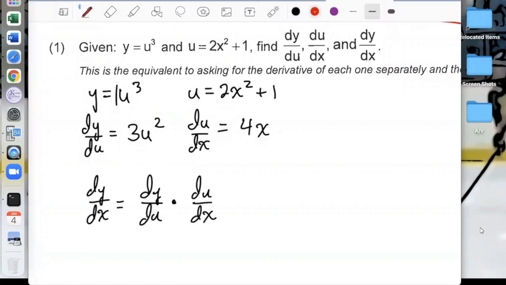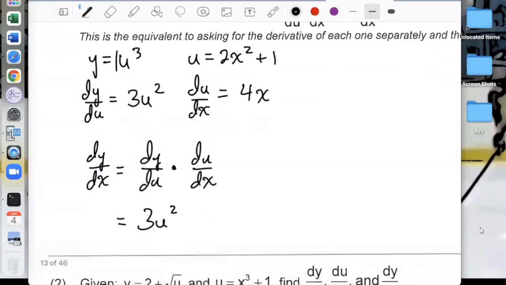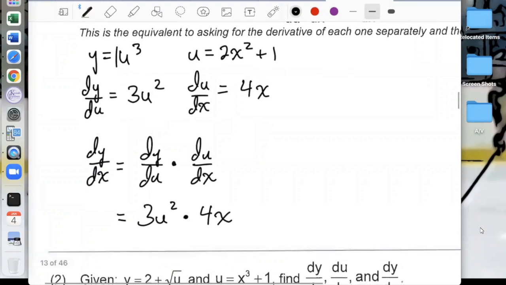Now, we learned before that the du's would cancel and you'd be left with dy over dx. That's wonderful. But since we know a particular expression that represents dy over du, that's 3u squared, and we know a particular expression that represents du over dx, that's 4x, we now have this brand new expression to represent the derivative of y with respect to x.